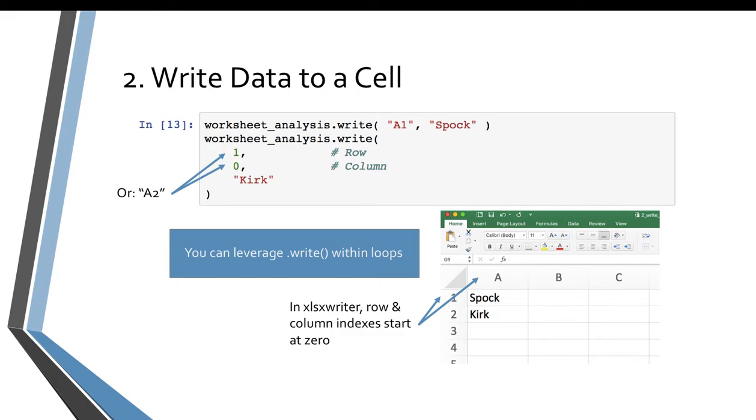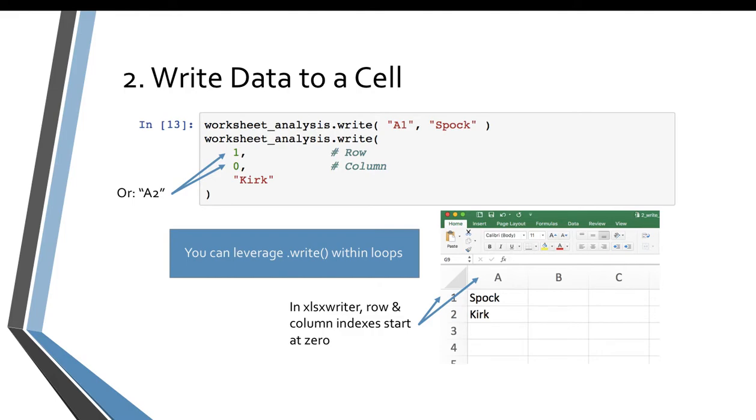So you would say add Kirk to the second row in column A by referencing the row with the index of 1 and the column with the index of 0. And you'll notice we start counting from 0. So row 1 corresponds to the second row. Row 0 would correspond to the first row, and so forth.